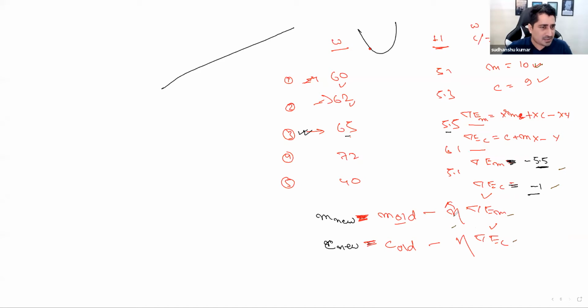Eta is nothing but a constant term, the learning rate, which we are going to define. It controls how much the values change when we update them. So let's suppose I define the value of eta as 0.001. Now calculate M new and calculate C new. We will observe, so just do it quickly. What is the M new and what is the C new?